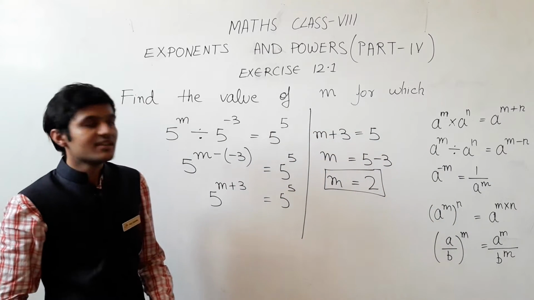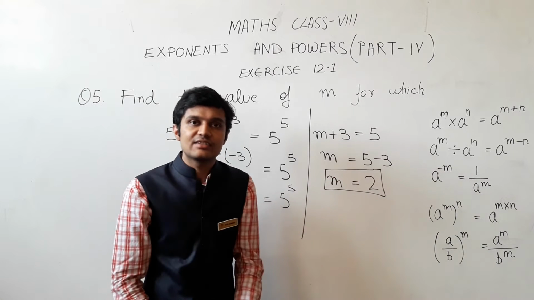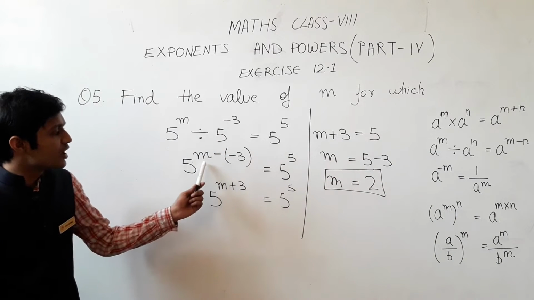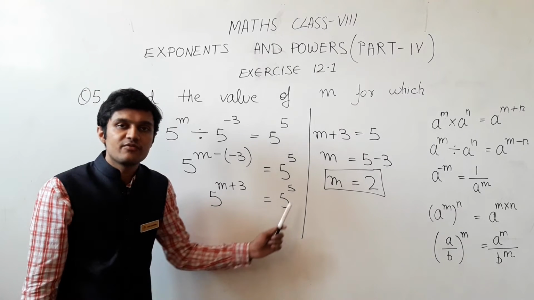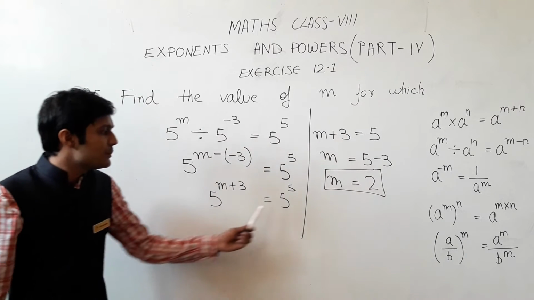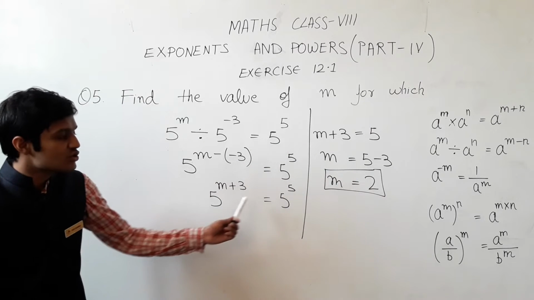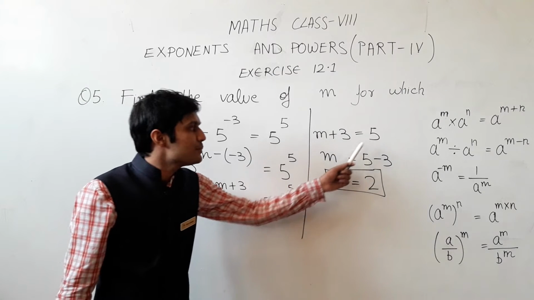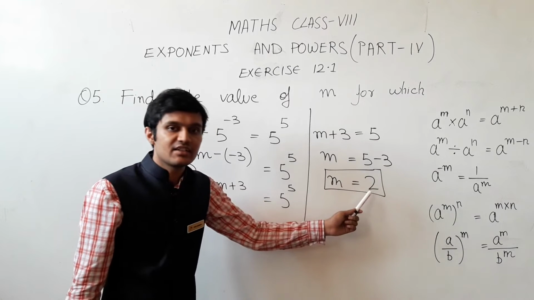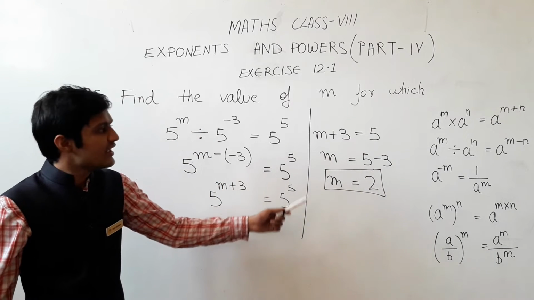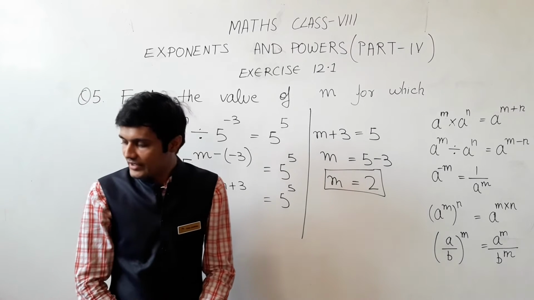So what we did in this question: firstly we used this law on the left hand side of the equation, so this becomes 5 raised to the power m plus 3 equals 5 raised to the power 5. Now the bases are the same on both the left hand side and right hand side, so we compare the exponents. m plus 3 equals 5 and the value of m is 5 minus 3, that is 2. In this way you can solve questions related to this pattern.